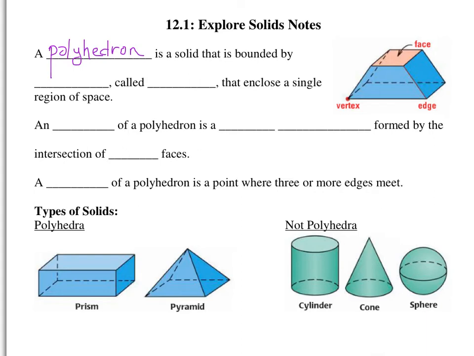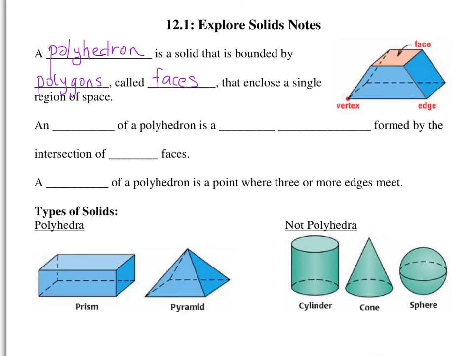is a solid that is bounded by polygons. That just means that all of the sides do not have any curves, because remember what a polygon is: there are no curves and there are no openings, so it's a closed figure. And those sides, the bounded polygons, are called the faces of our figure, and they enclose a single region of space. So if you notice all of these spaces over here, there's one in the front, one in the back, two on the sides, one on the bottom, and one on the top for the faces in this figure.